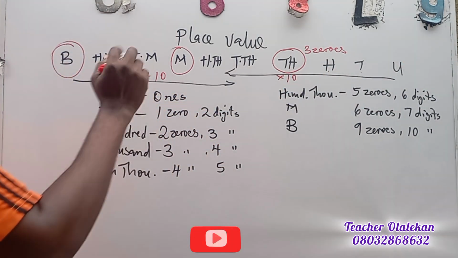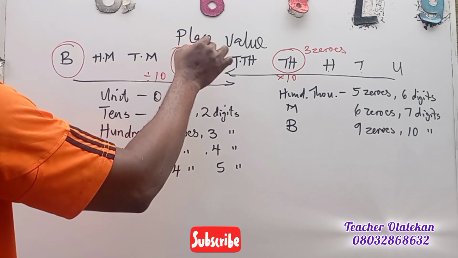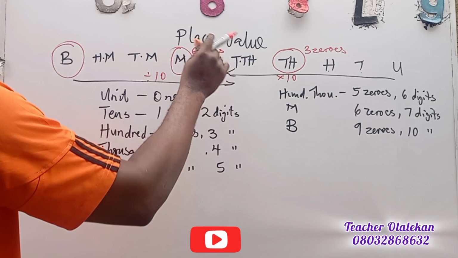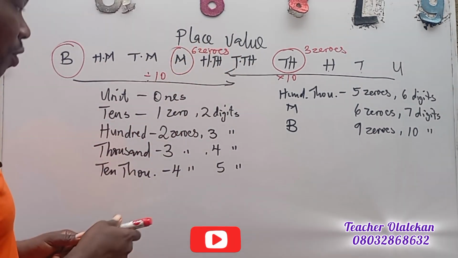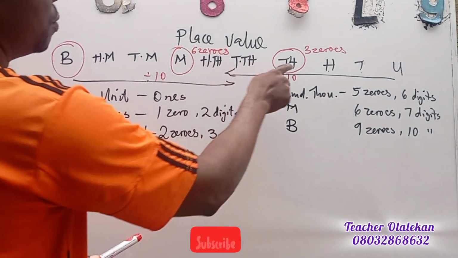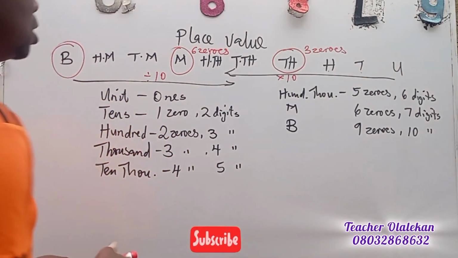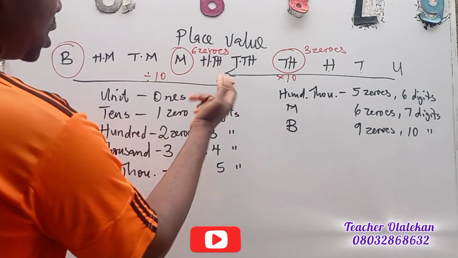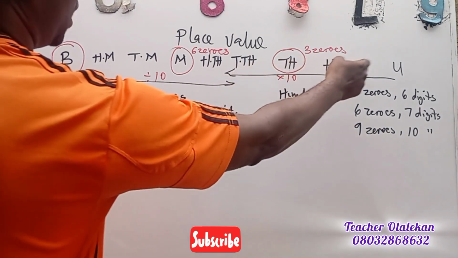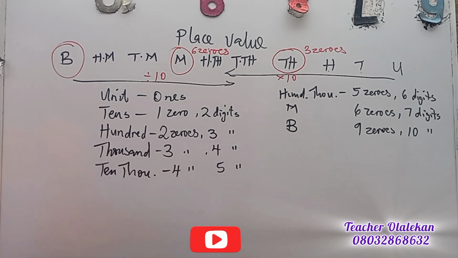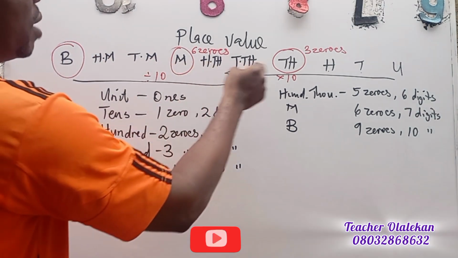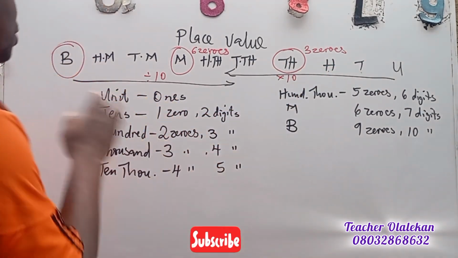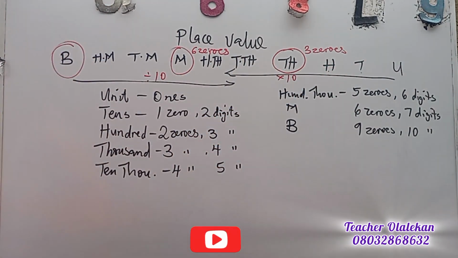So for million, that is 6 zeros, and of course 7 digits. If you count it one by one, 1, 2, 3, 4, 5, 6, 7. So that's 7 digits. And if you count the figures behind it, which are the zeros, 1, 2, 3, 4, 5, 6. So 6 zeros. So for billion, a billion is expected to have 9 zeros, which you can see, 1, 2, 3, 4, 5, 6, 7, 8, 9, and of course 10 digits. So thank you for watching.